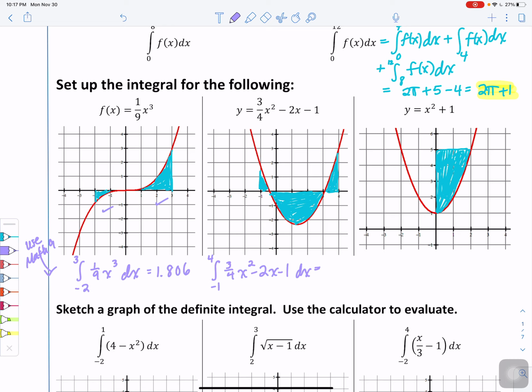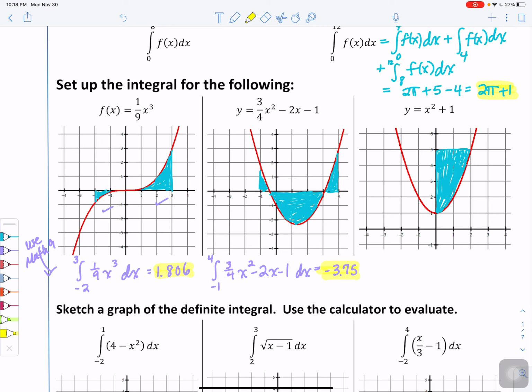And if we go ahead and put that in our calculator, going from -1 as our lower limit of integration to 4, and we have 3/4 x squared minus 2x minus 1 dx, and this was -3.75. So, were we correct? We sure were. There was more area under the x-axis than there was above. So, that ended up to be a negative. That integral was a negative integral.